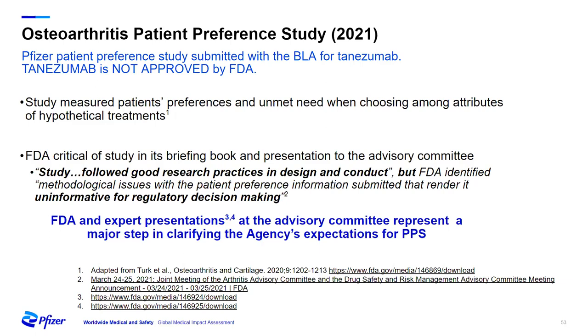And then they provided a review of the patient preference study, and they laid out very specifically what it was that they were looking for. And that was a big deal. It takes those guideposts and makes them very specific. So if we go to the next slide.